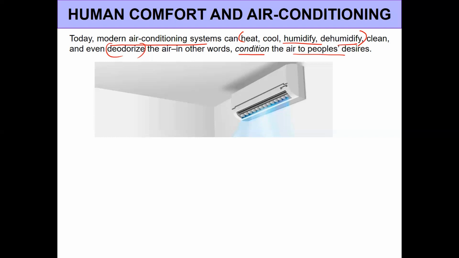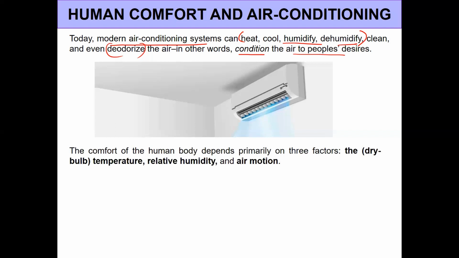So now let's look at what human comfort depends on. I've been talking so much about comfortable conditions, so let's see what human comfort depends on. It depends on 3 main factors. One is the dry bulb temperature, or simply the temperature. It depends on the relative humidity and also the air velocity, or air motion.